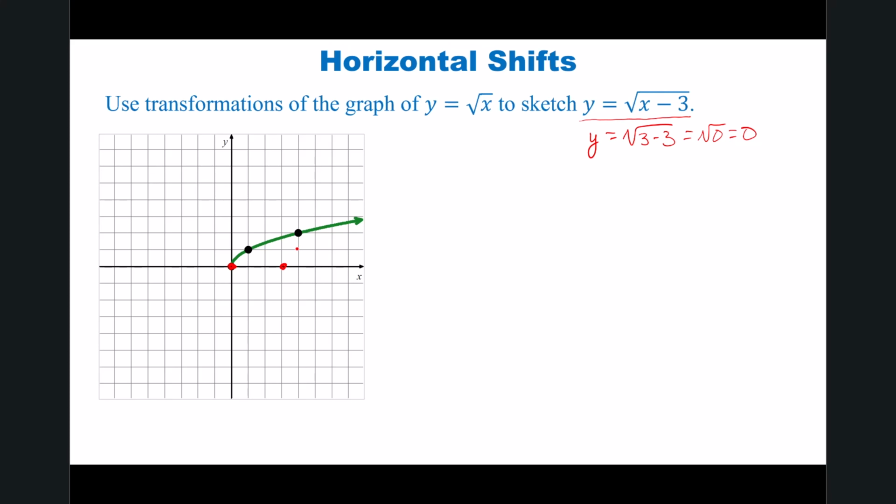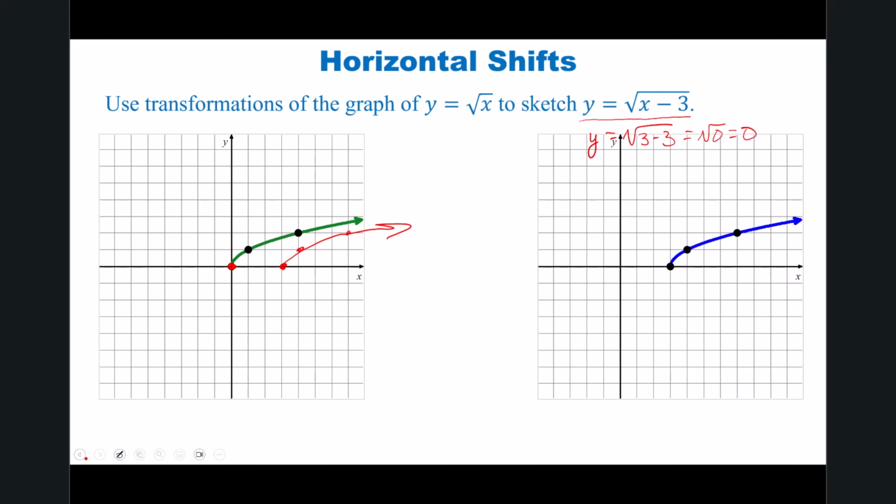And same thing for the y coordinate of 1 and the y coordinate of 2. So our entire graph gets moved to the right 3. If the equation is y equals square root of x minus 3, we take the graph of square root of x and move it to the right 3. If we had something like y equals square root of x plus 2, the graph would be moved to the left 2.